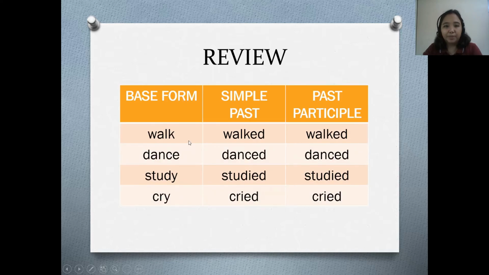To form the simple past and the past participle form of walk, you have to add -ed. While to form the simple past and the past participle of dance, all you have to do is add d since it already ends in e. Study and cry both end in y, so to form their simple past and past participle form, you have to change their last letter y to i and add -ed.